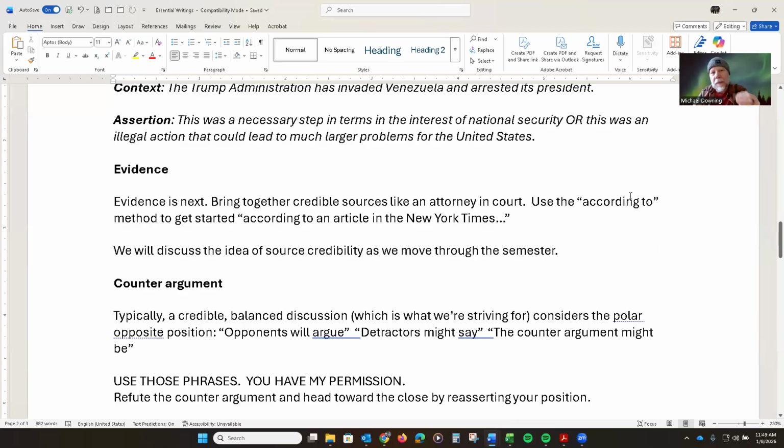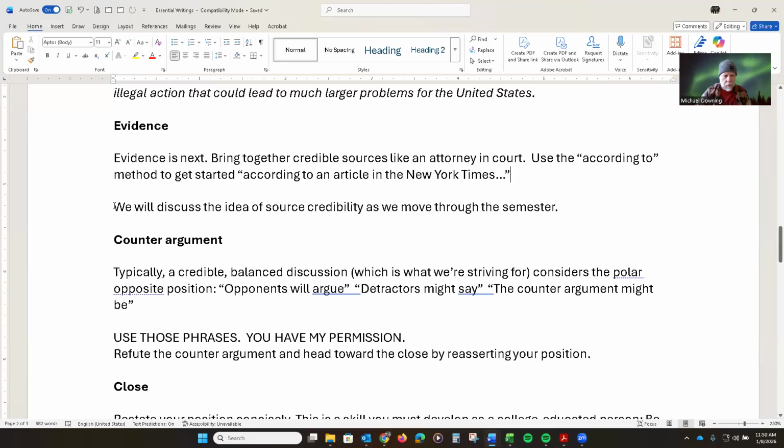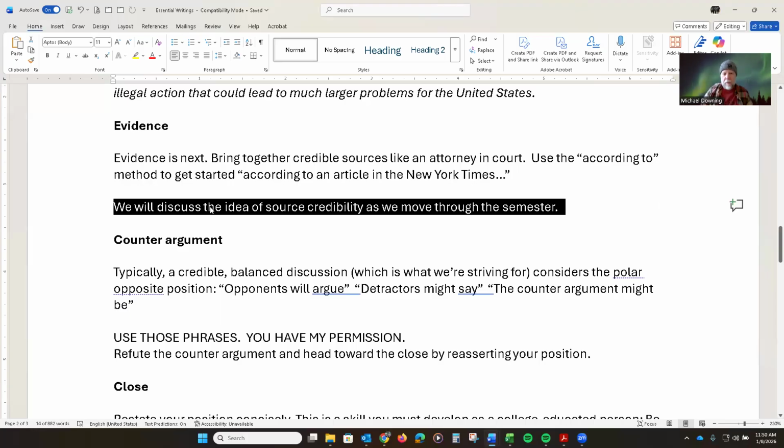I want you to develop your positions on these. That's what college is about, right? Encountering these, what is happening in the world, and then working through your positions on them. Okay. We will discuss the idea of source credibility as we move through the semester.